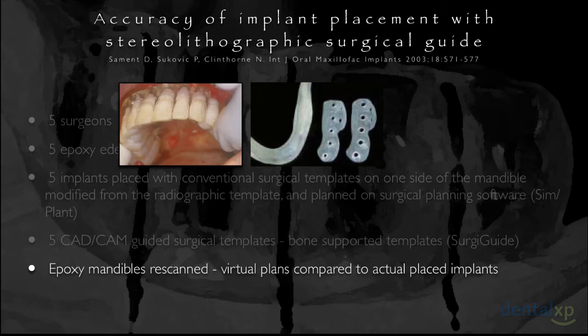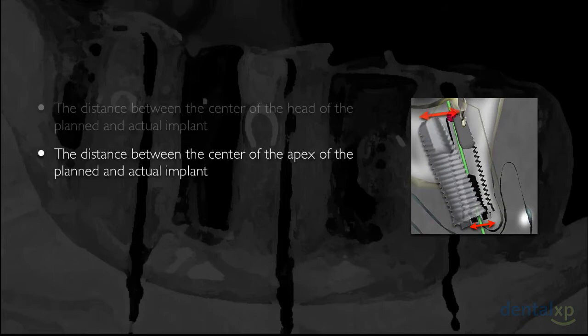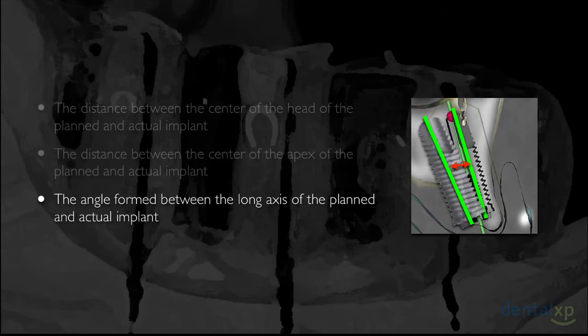Now, when looking at comparison of data in any of these components, what is used is the comparison of where the planned implants are to where the actual implant is placed. What is usually measured is the distance between the center of the head of the implant to the actual implant placed, the center of the apex of the implant planned versus placed, and then taking the long axis of each one of those implants and looking at the angles formed.